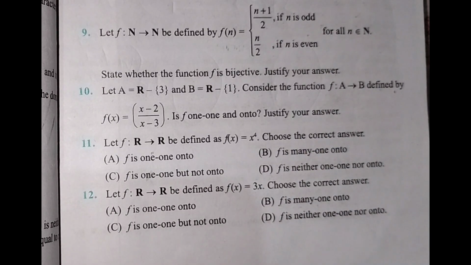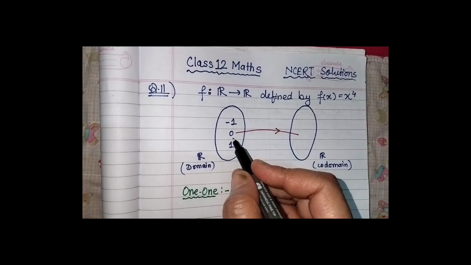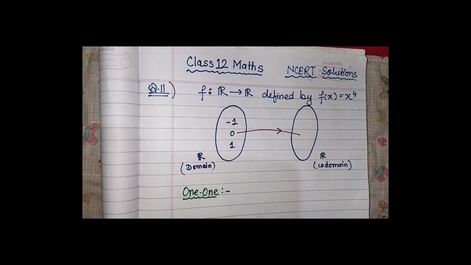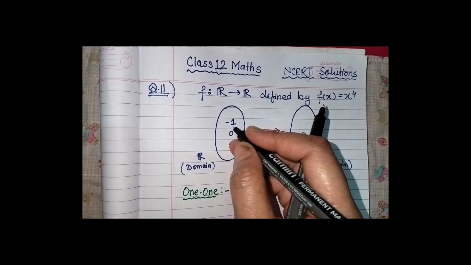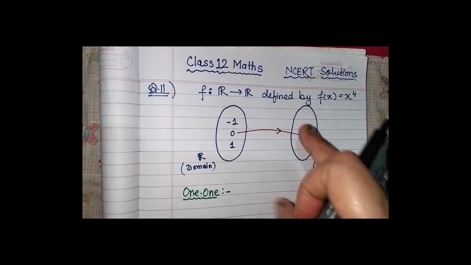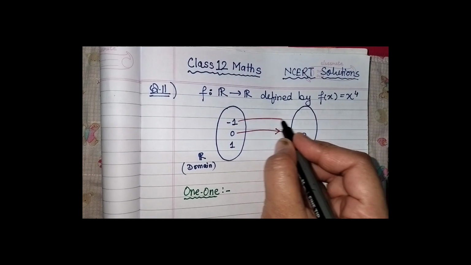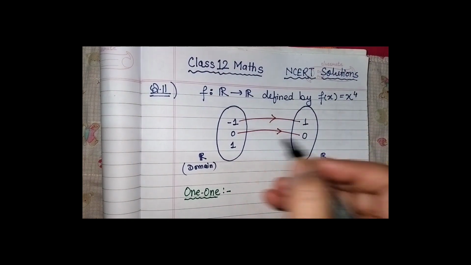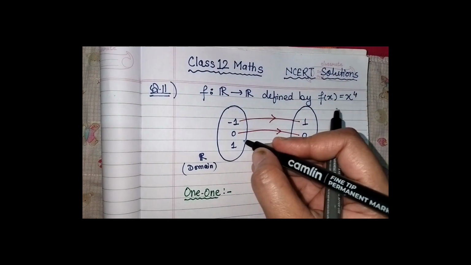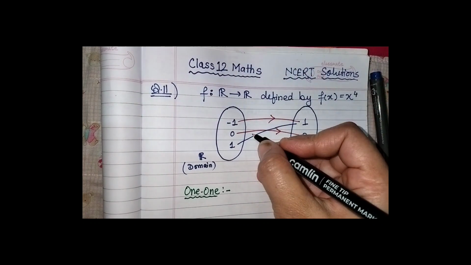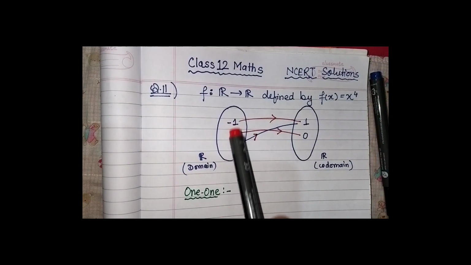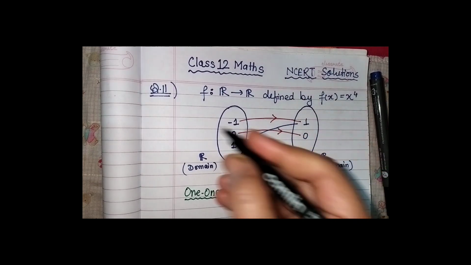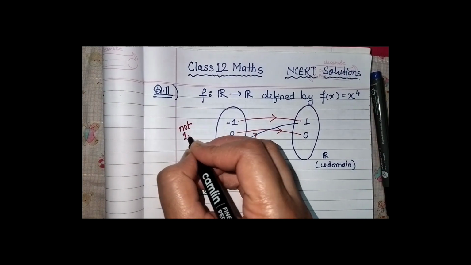Okay, so let's check this. So as you can see, 0 is like when you map 0 under this function, so 0 will map to 0 only. Then you have minus 1. So minus 1 raised to 4 will give you a positive number. So minus 1, this will map to 1 only. What about 1? Where will 1 go? So 1 will again map to 1 because you have this positive. Okay, so as you can see, two numbers are mapped to the same number 1. That means this function is not 1-1.